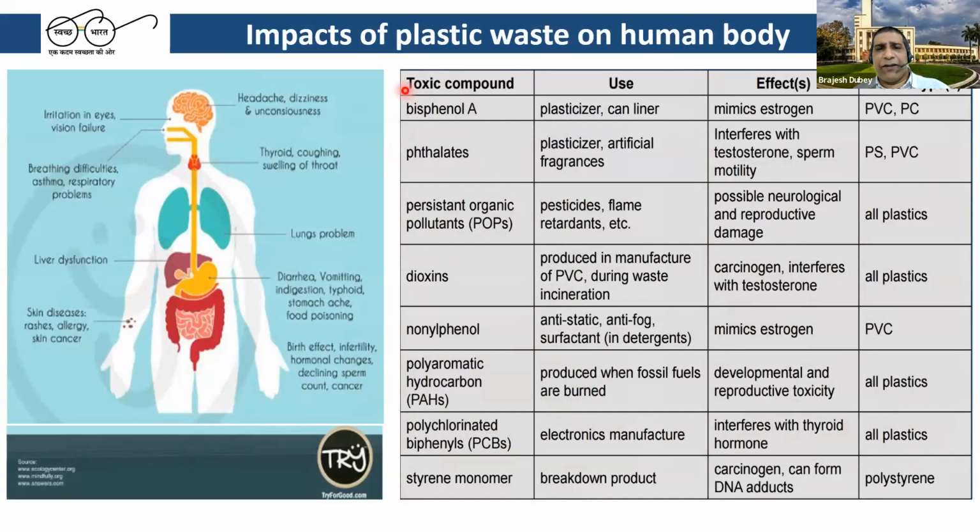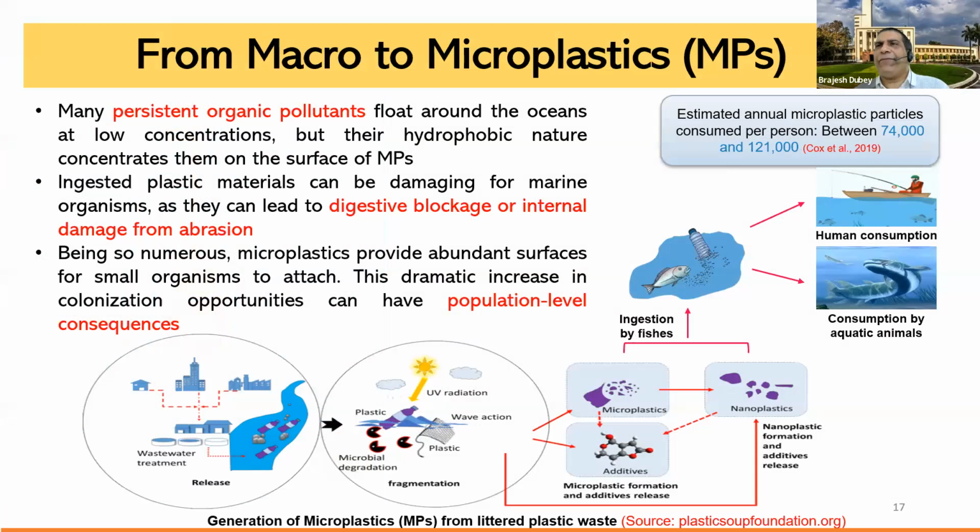In terms of the different chemicals present, like bisphenol A, phthalates, POPs, which are persistent organic pollutants, dioxins, PAH, PCBs, they have a lot of negative impact on our body: mimicking estrogen, interfering with testosterone, neurological and developmental effects, carcinogens, and they affect several parts of the body. That's the reason you see so much talk about plastic waste, because we have now identified that plastic is creating problems.